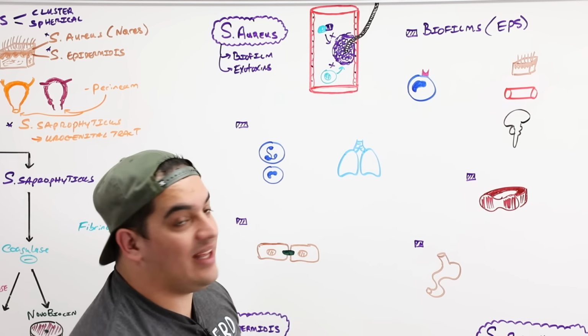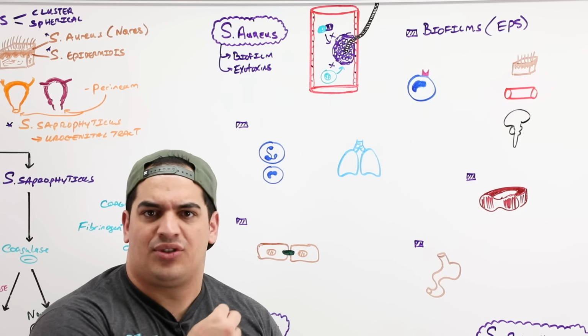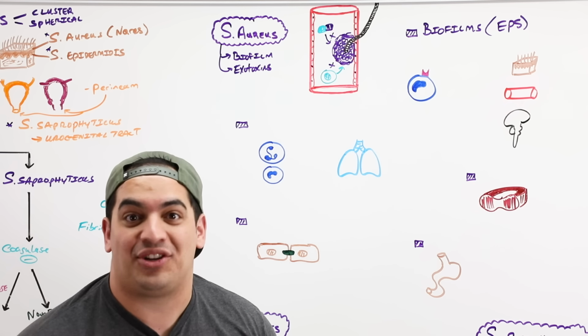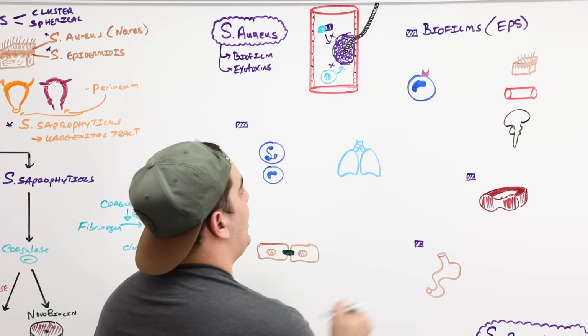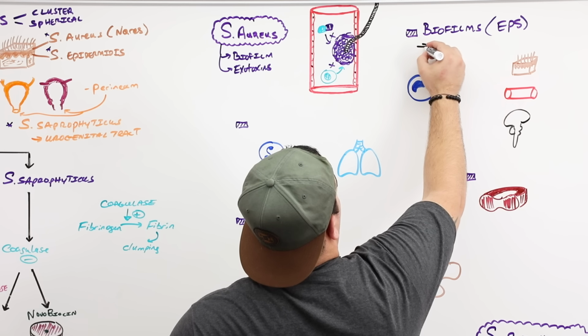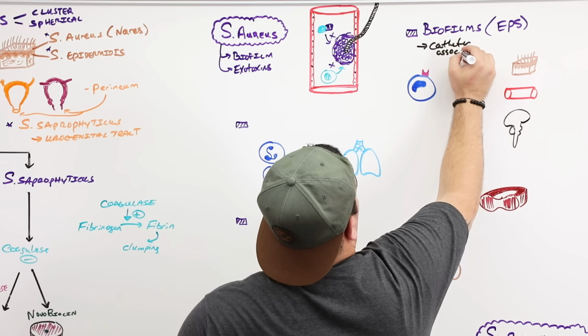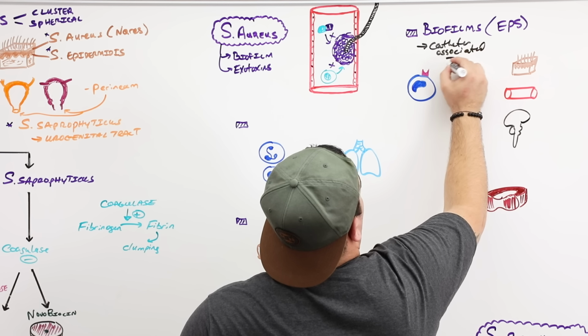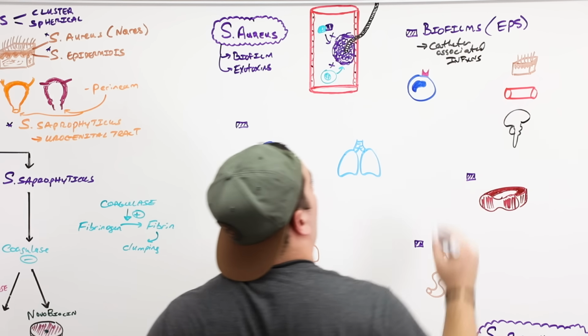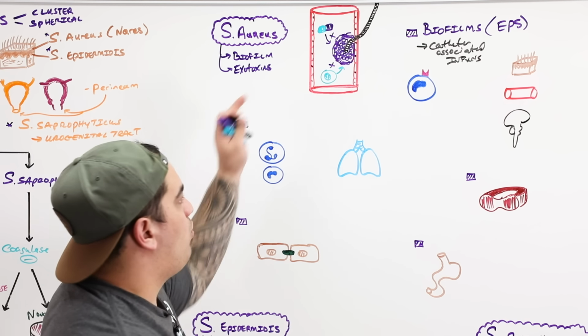And so you can see this with intravenous catheters or certain types of catheter-associated infections. Okay? So you want to remember that sometimes these biofilms can lead to what's called catheter-associated infections. All right, beautiful. That's one thing.